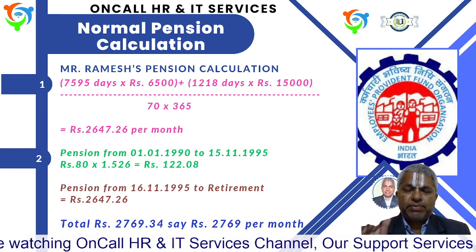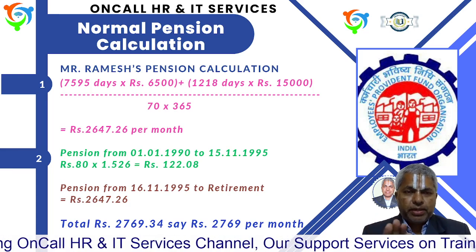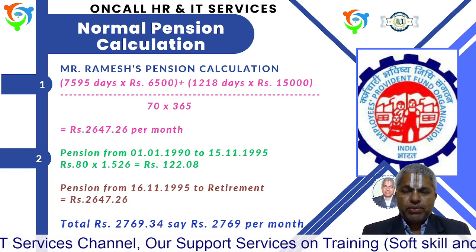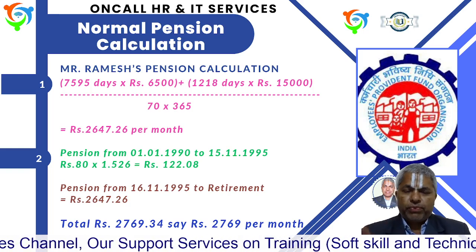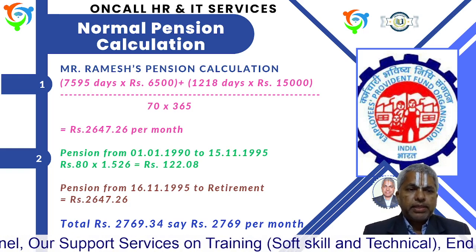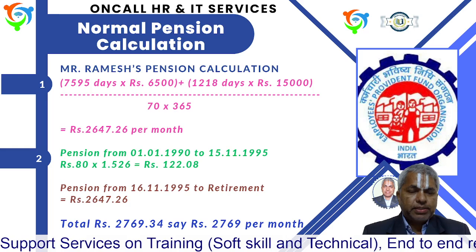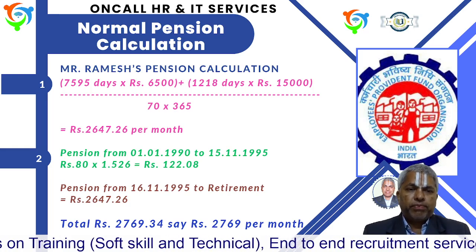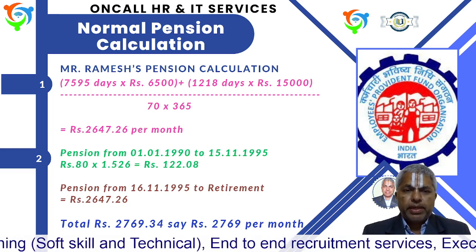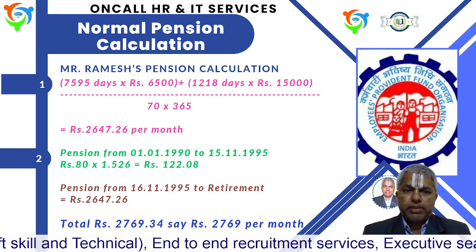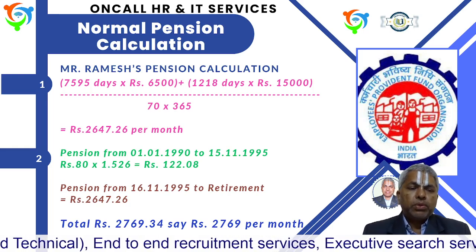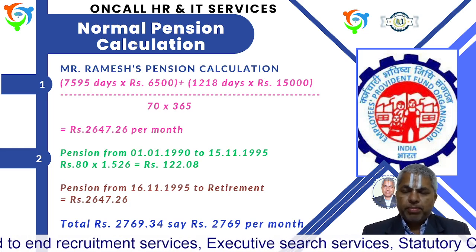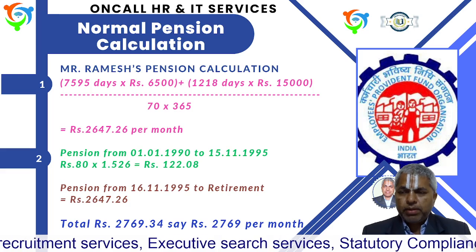6,500 is the highest pensionable wage during that period in normal pension. And then 15,000 is the highest wage during the post 1/9/2014 period. If you take these days, the days you calculated will not change. 7,595 into 6,500 plus 1,218 days into 15,000 divided by 70 into 365. If you do that, 2,647.26 per month, he will get as a pension in the EPS scheme.